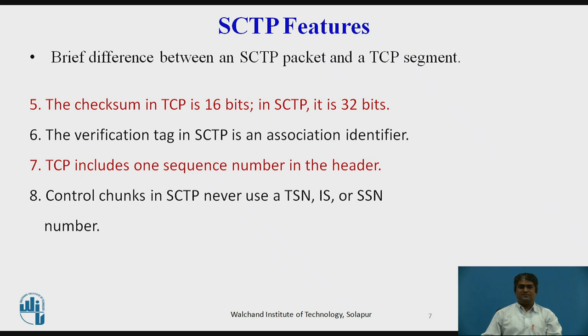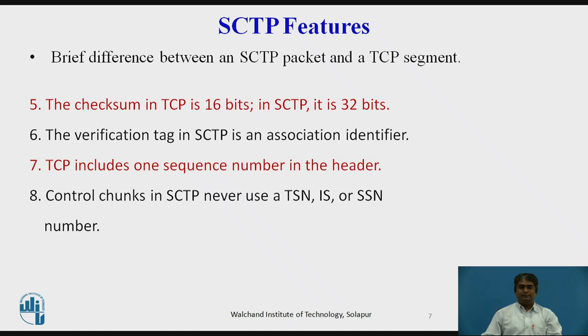The fifth difference is that the checksum in TCP is 16 bits. In SCTP, it is 32 bits. The next difference is that the verification tag in SCTP is an association identifier, which does not exist in TCP. In TCP, the combination of IP and port addresses defines a connection. In SCTP, we have multi-homing using different IP addresses. A unique verification tag is needed to define each association.